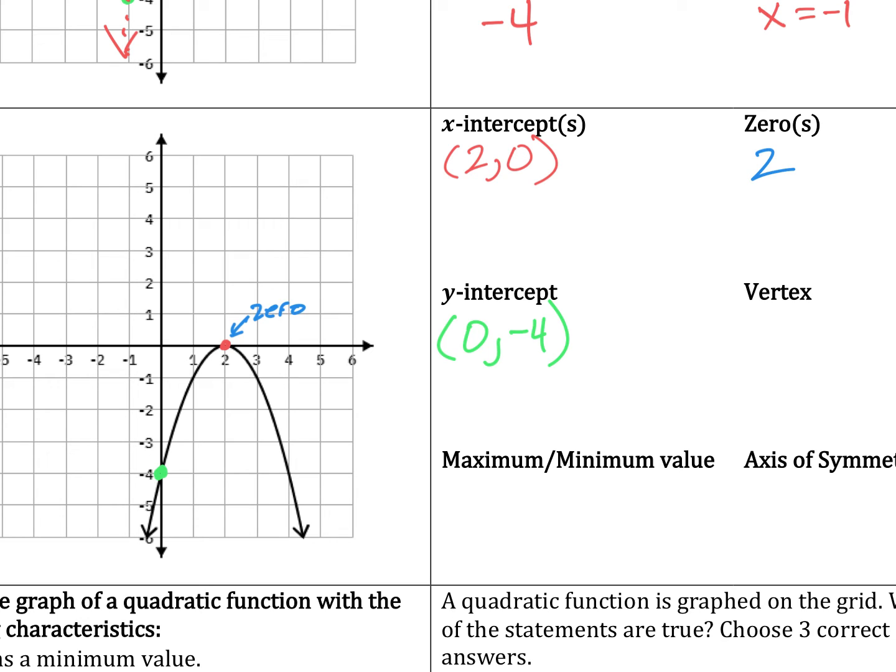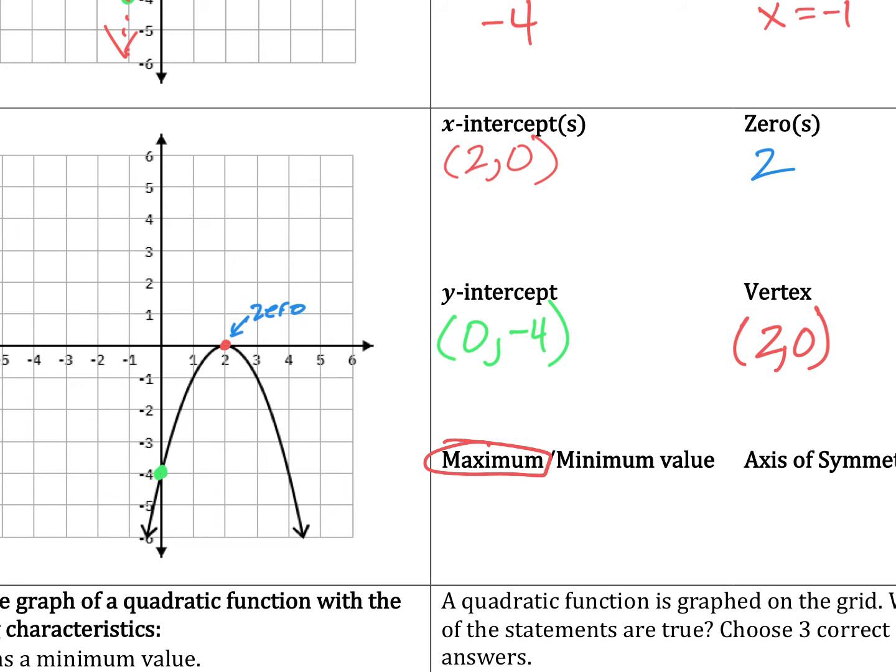Okay? All right, what are the coordinates of the vertex? It's (2, 0), right? That vertex is right up here. That's the turning point where it goes up and it turns and it starts going down. So that's my turning point. So it's (2, 0). Will this graph have a maximum or a minimum value? It has a maximum value because it has a highest point.